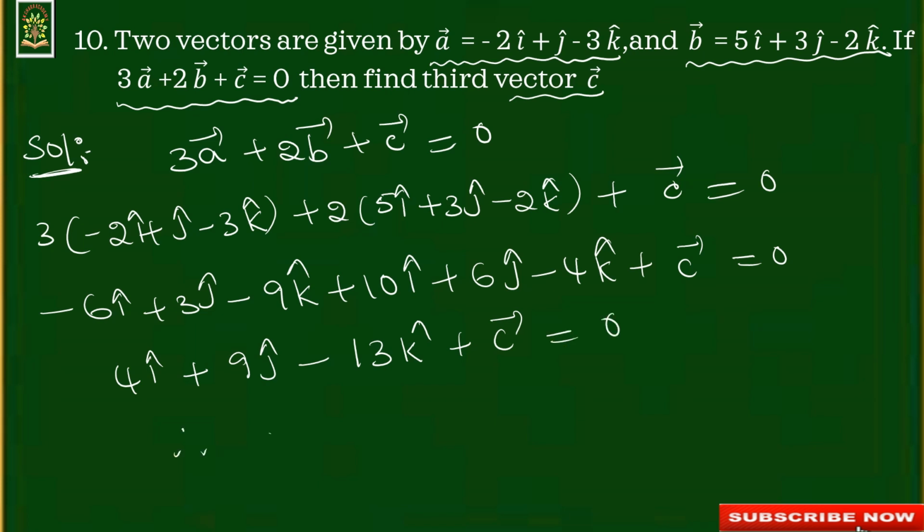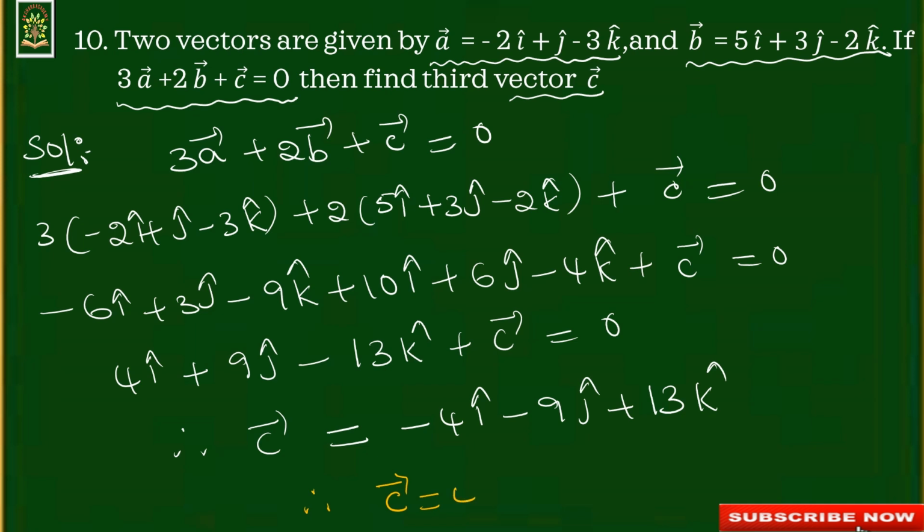So therefore c bar is equal to, this going to this side, positive sign becomes negative sign: minus 4i cap minus 9j cap, minus becomes plus, so plus 13k cap. This is the third vector c bar. So therefore the third vector c bar is equal to minus 4i cap minus 9j cap plus 13k cap.